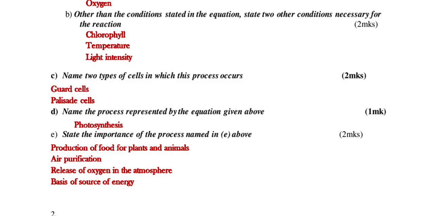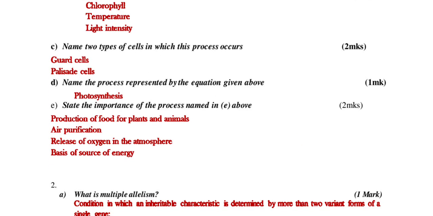E. State the importance of the process named in E above. It's supposed to be D and not E. It's a typo error. So the importance: production of food for plants and animals, air purification, release of oxygen in the atmosphere, basis of source of energy.